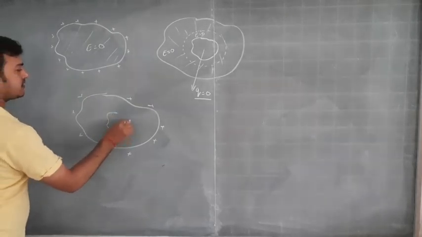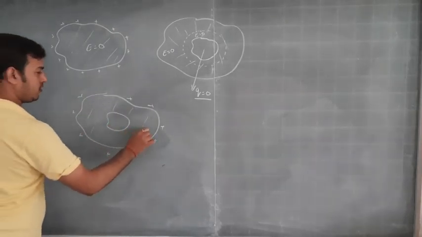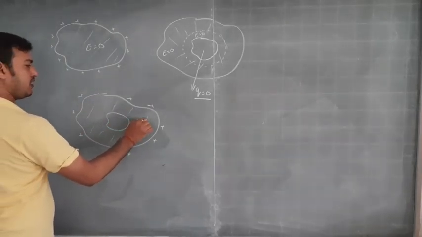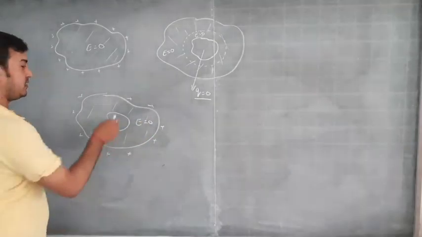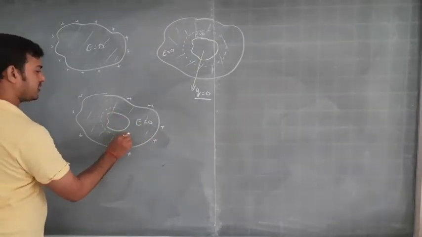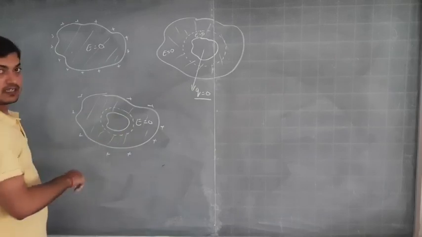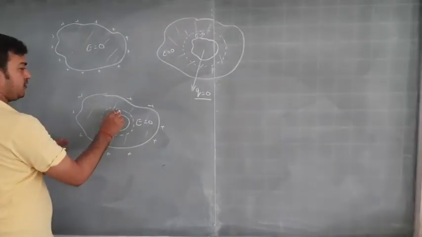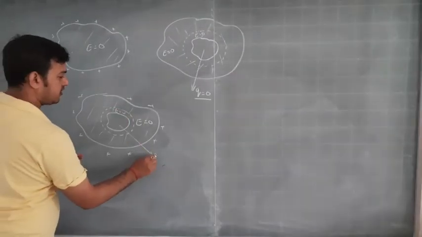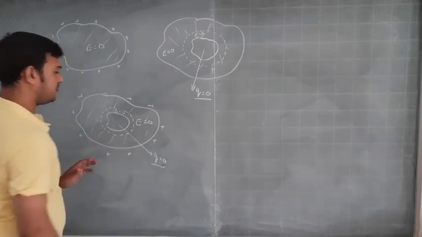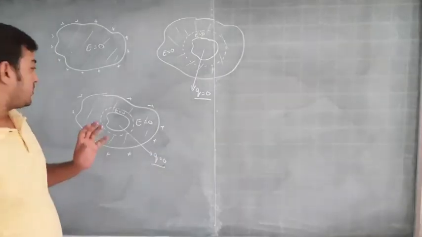Now I am taking another situation where there is a charge on the conductor and a cavity inside it. In this situation also, as the electric field inside the conductor is 0, if I draw a Gaussian surface and my cavity is inside the Gaussian surface, since the field is 0, the charge in the cavity must be equal to 0.